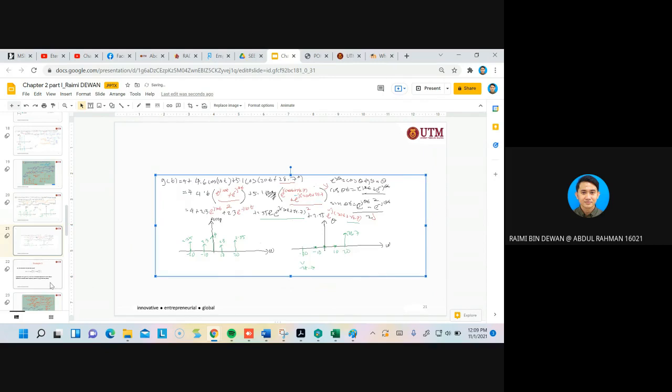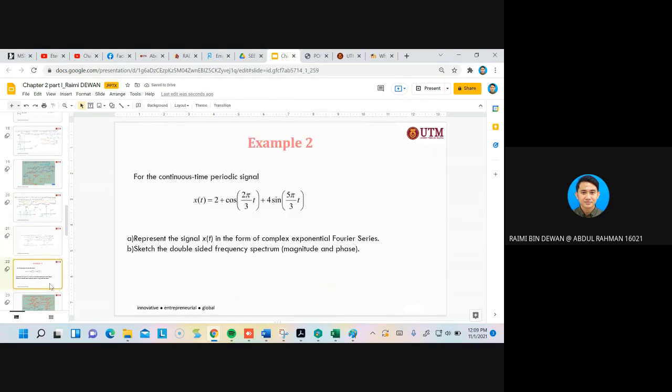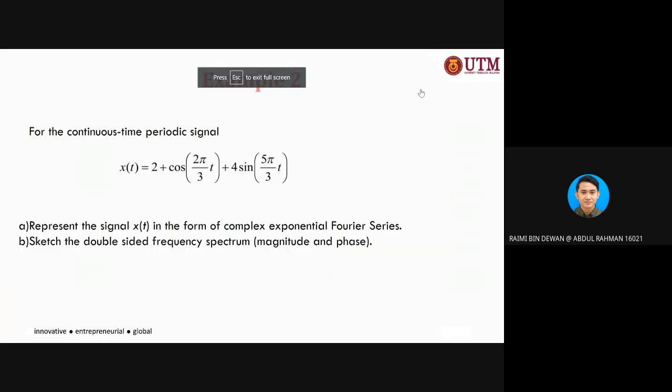Now we go for Example 2, for the continuous time periodic signal. X(t) equals 2 plus cos 2 pi over 3 t plus 4 sine 5 pi over 3 t. You can see now this one we have sine. First we have sine, so you need to make it cos, depends on you. Then you have a different angle.